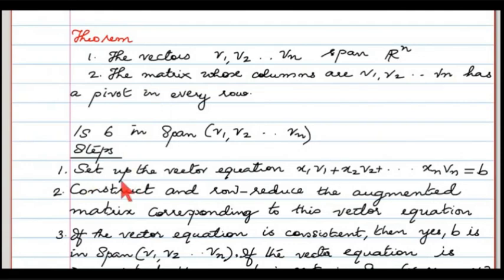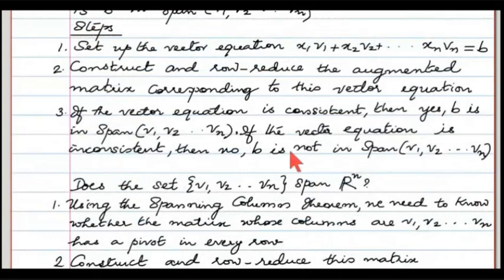First, set up the vector equation x1 v1 plus x2 v2 plus etc. plus xn vn equal to b. Then construct and row reduce the augmented matrix corresponding to this vector equation. If the vector equation is consistent, then yes, b is in the span of v1, v2, etc., vn. If the vector equation is inconsistent, then no, b is not in the span of v1, v2, etc., vn.